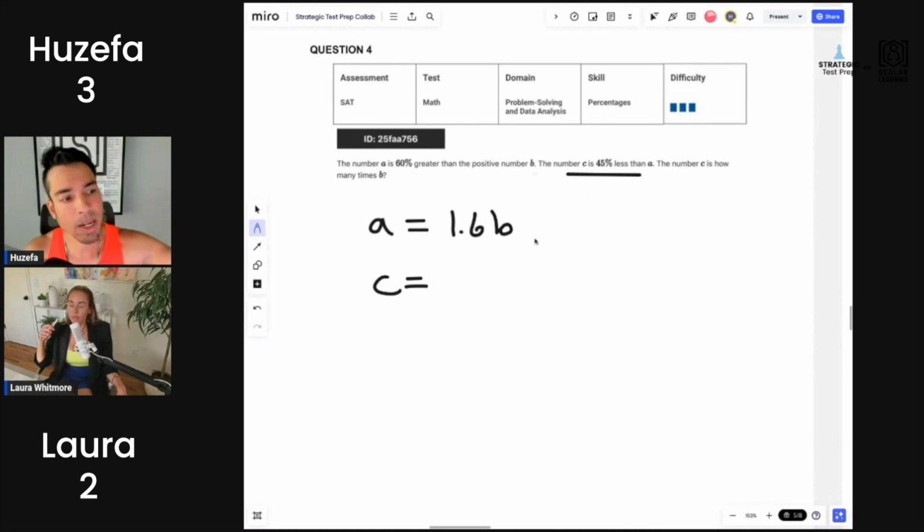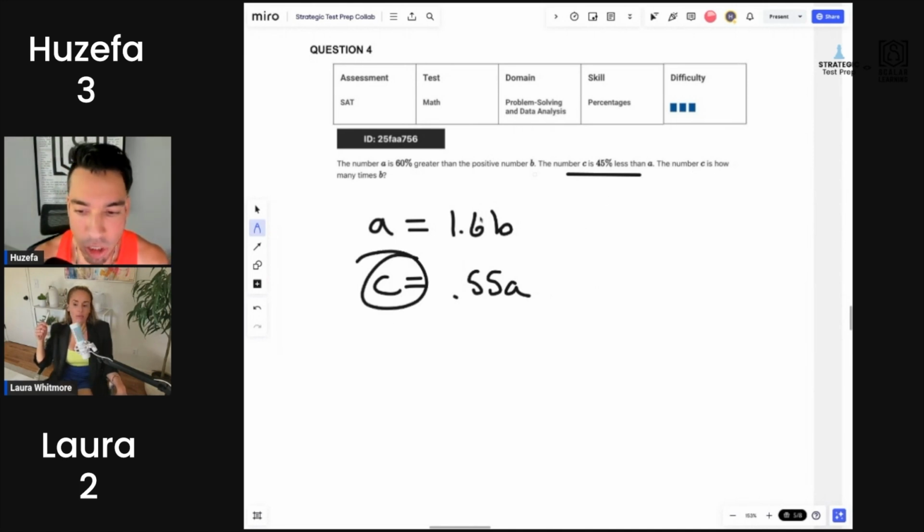So there's two ways I can think about it. I can do it A minus 0.45 times A. Or again, if we're removing 45%, what do we have left? We have 55% of A. Okay, so C is 55% of A. The number C is how many times B? So we're trying to get a relationship between C and B, and that's great because we can do a little substitution because A is sort of that common variable. So with the equations, we're in a really good spot.